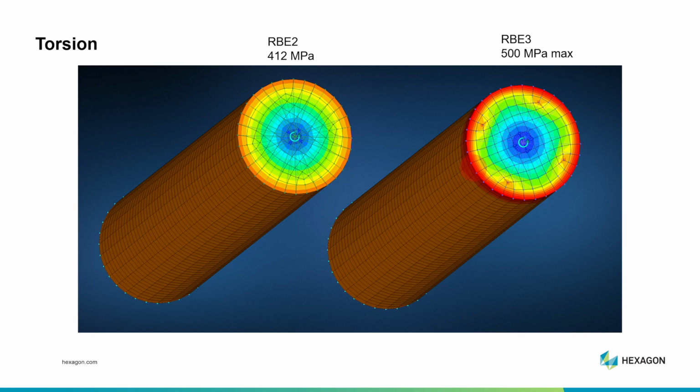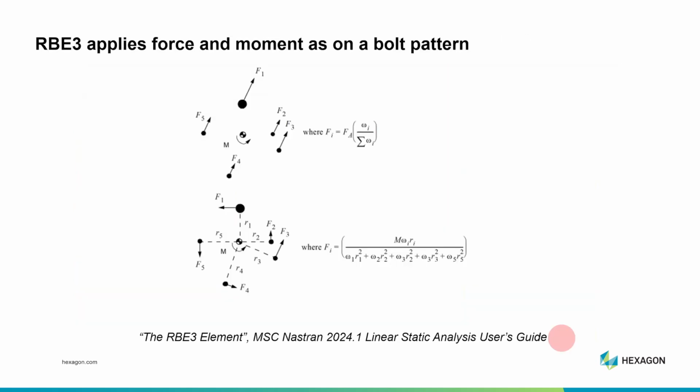When you use an RBE3 to apply force, that force typically gets distributed equally to all of the attached nodes. But how does a moment get transmitted? If you look at the Nastran Linear Static Analysis User's Guide, you'll find out that the load gets transmitted in a way analogous to a bolt pattern. To make a long story short, the force is going to be higher the farther that you get from the center of mass of the nodes. So farther away nodes get more force.